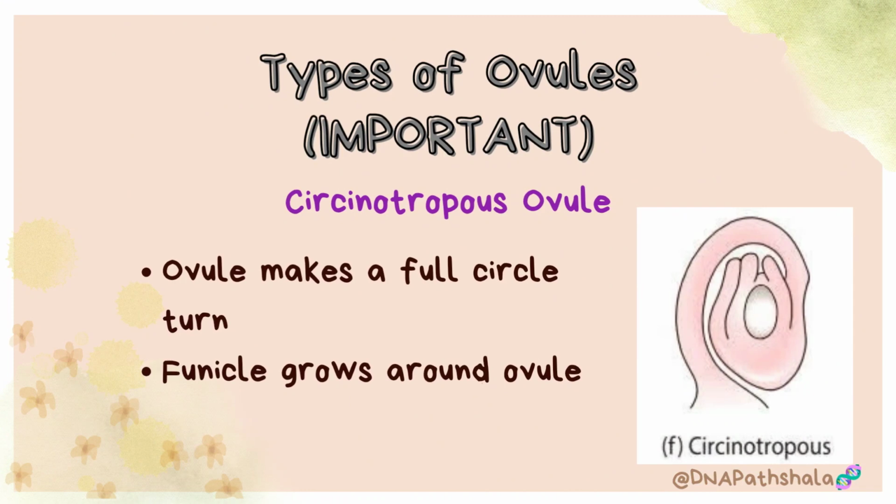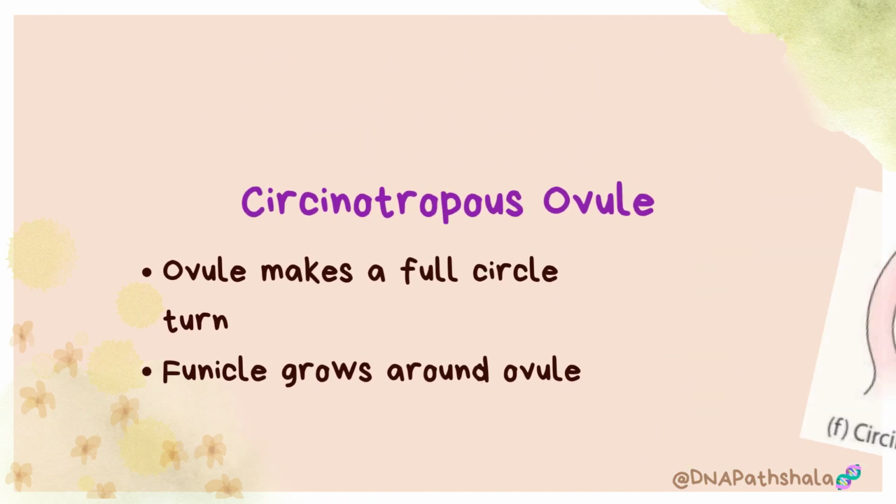Okay. Next is Circinotropous ovule. This is the most unusual type. Here the ovule shows a circular turning pattern. This type is less common but important for tricky questions.